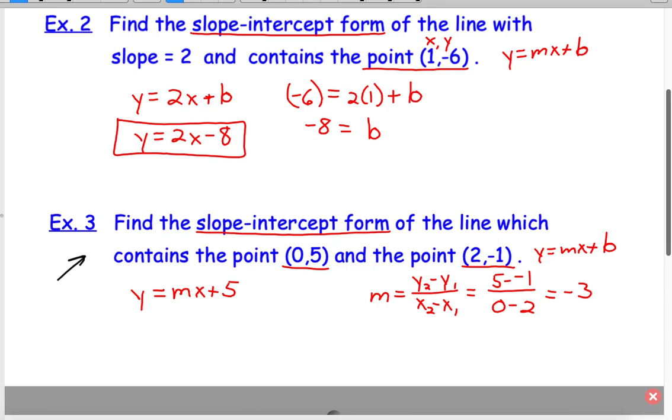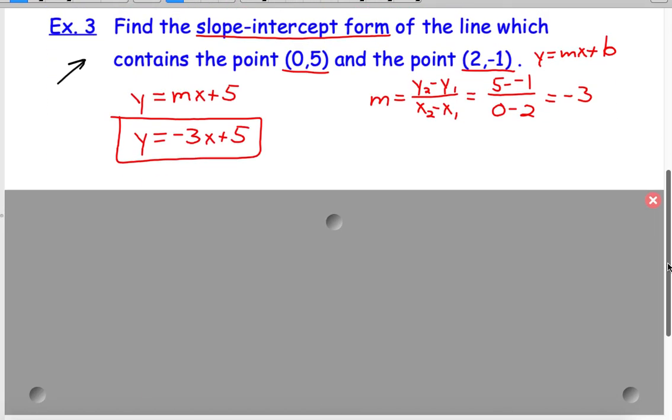So now I have my slope. So now I can finish writing my answer. Y is equal to negative 3x plus 5. So that took a little more work than the other problems, but still not too bad. What else could they give us?